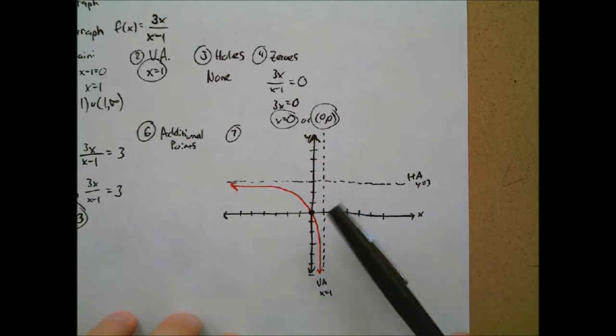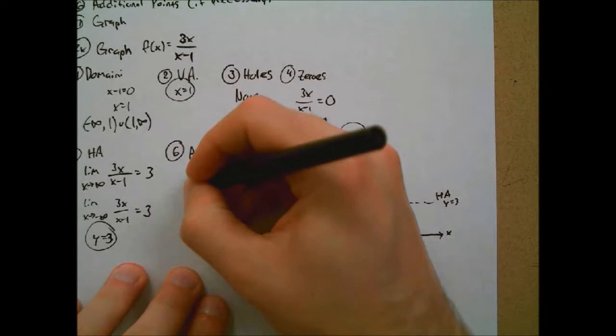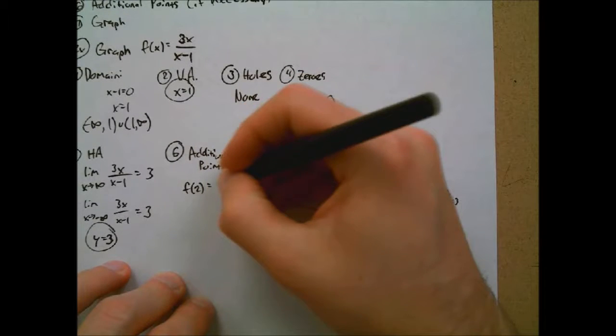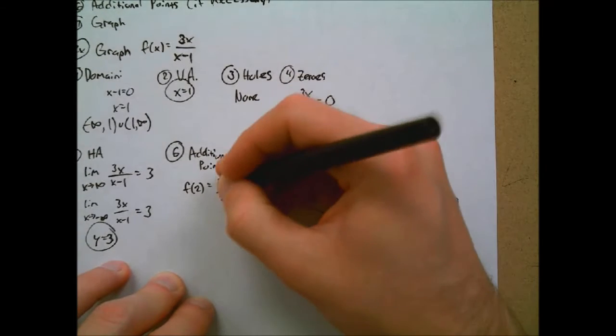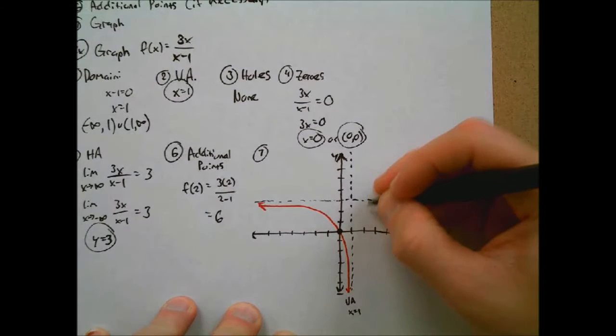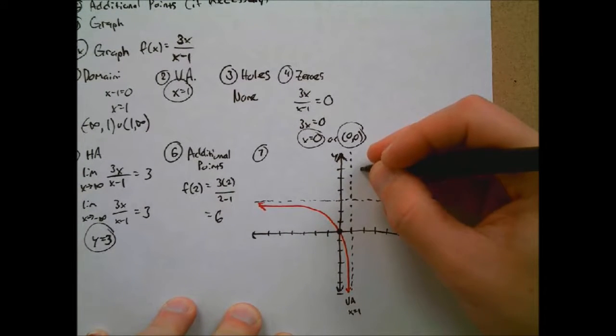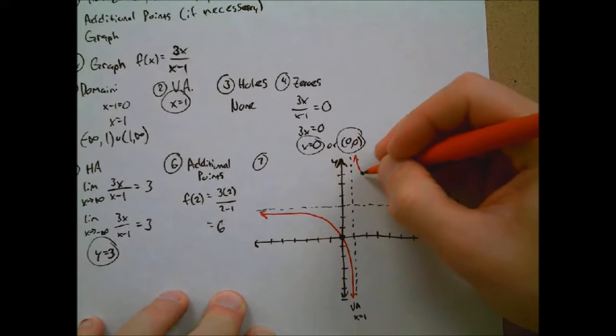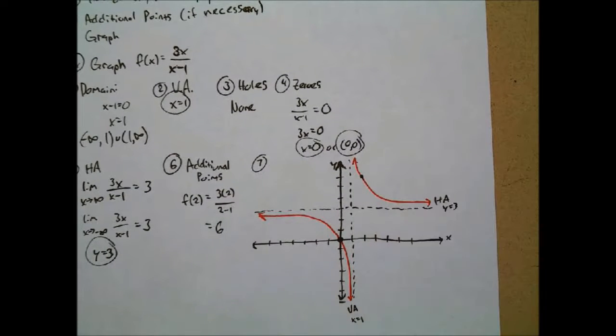So I'm going to pick the x value of 2 here. So let's do f of 2, which gives us 3 times 2 over 2 minus 1. So that's 6 over 1, or just 6. So we have the point (2, 6). So 1, 2, 1, 2, 3, 4, 5, 6. And sure enough, it is in that section. And so we'll use that point and fill in the rest. So there it is. Questions on any of that? Easy peasy.